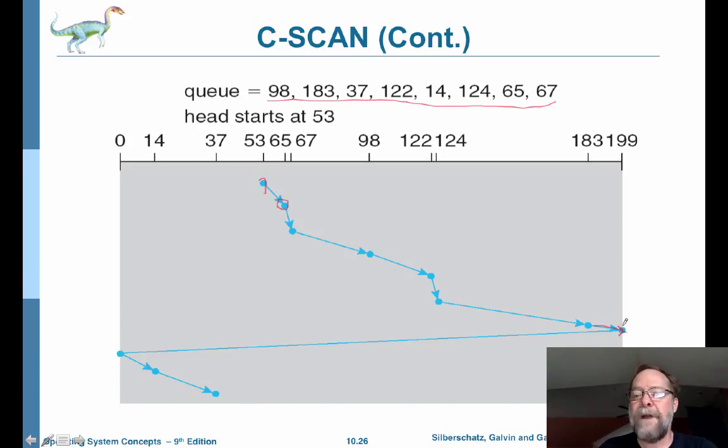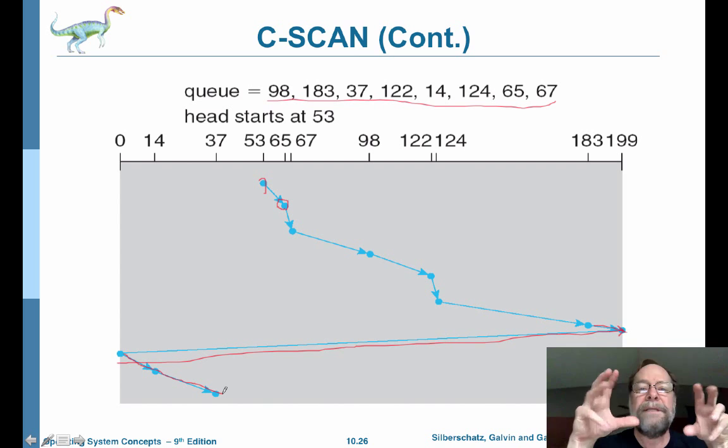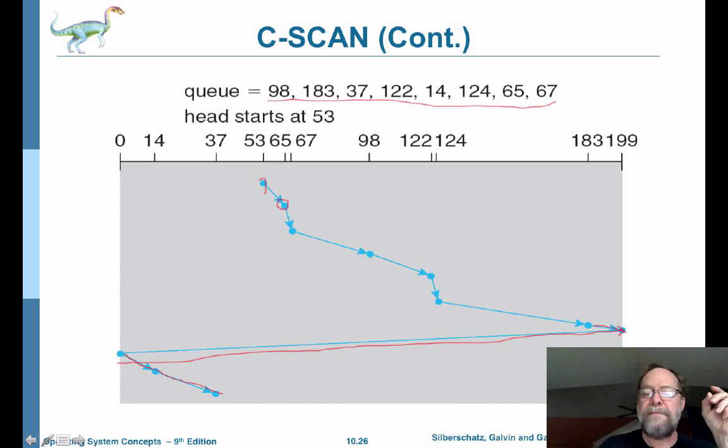But eventually we get to the rightmost track, and the head just moves all the way back across, ignoring any request that might be on the way. And then once it gets over here, it starts up again, moving to the right, servicing any remaining requests that are there. And by the way, this seems like it might be a little weird that we didn't bother servicing requests coming back across.